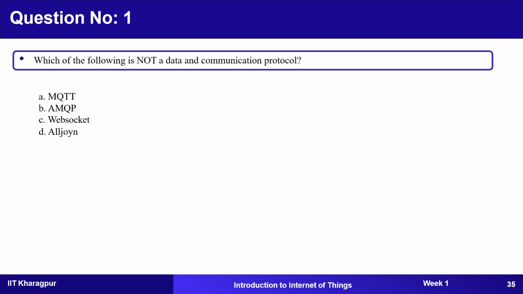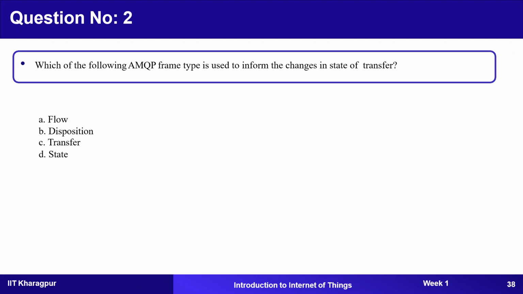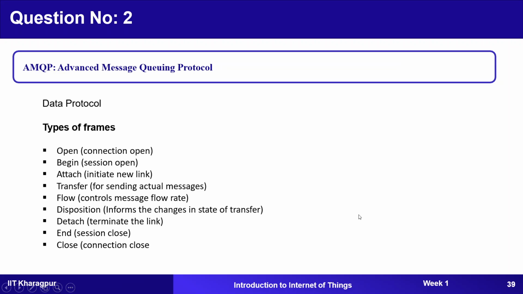Okay, so correct option for this is your LOIN. Second question is, which of the following AMQP frame type is used to inform the changes in state of transfer? Options are flow, disposition, transfer, state. Anyone? Disposition. Right, disposition.